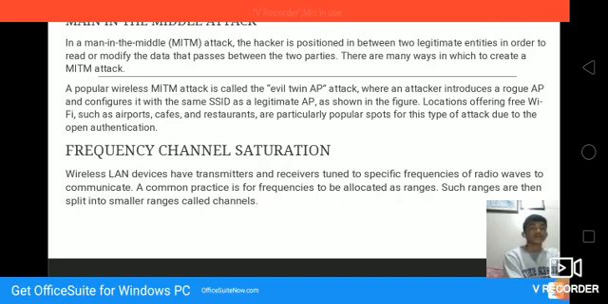Next is frequency channel saturation. Wireless LAN devices have transmitters and receivers tuned to specific frequencies of radio waves to communicate. A common practice is for frequencies to be allocated as ranges. Such ranges are then split into smaller ranges called channels.